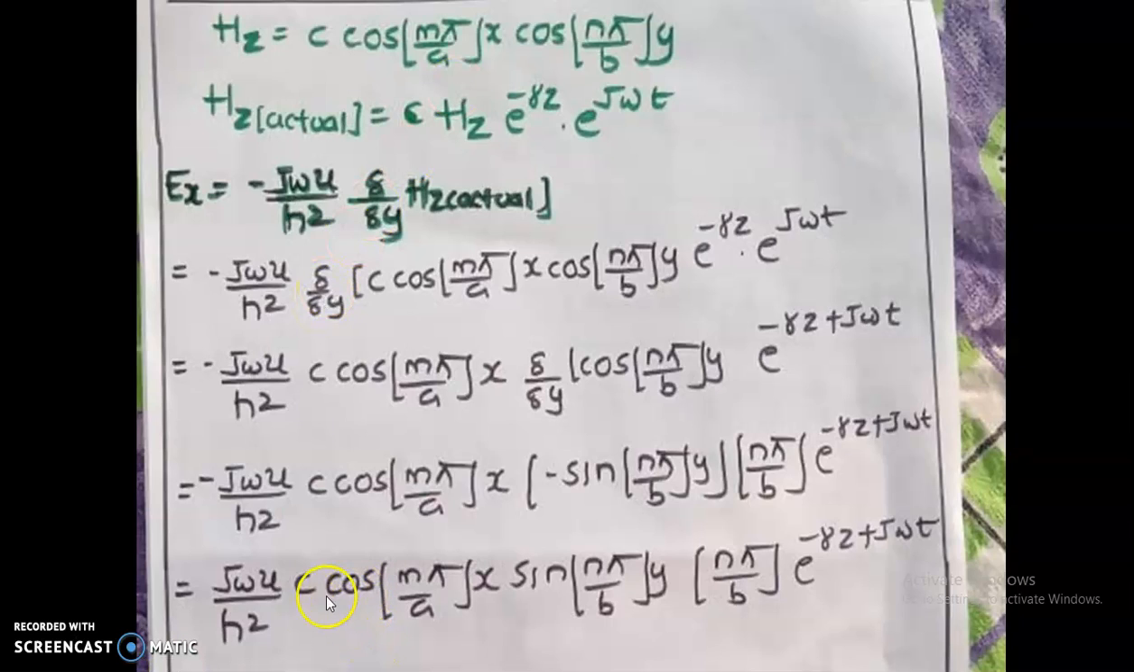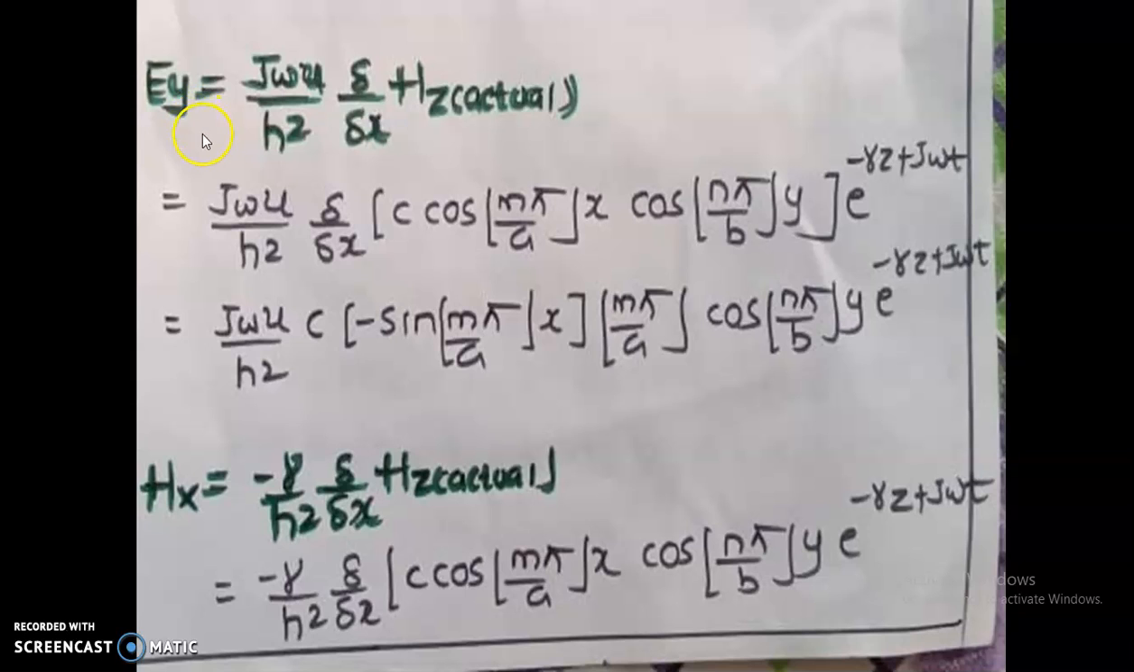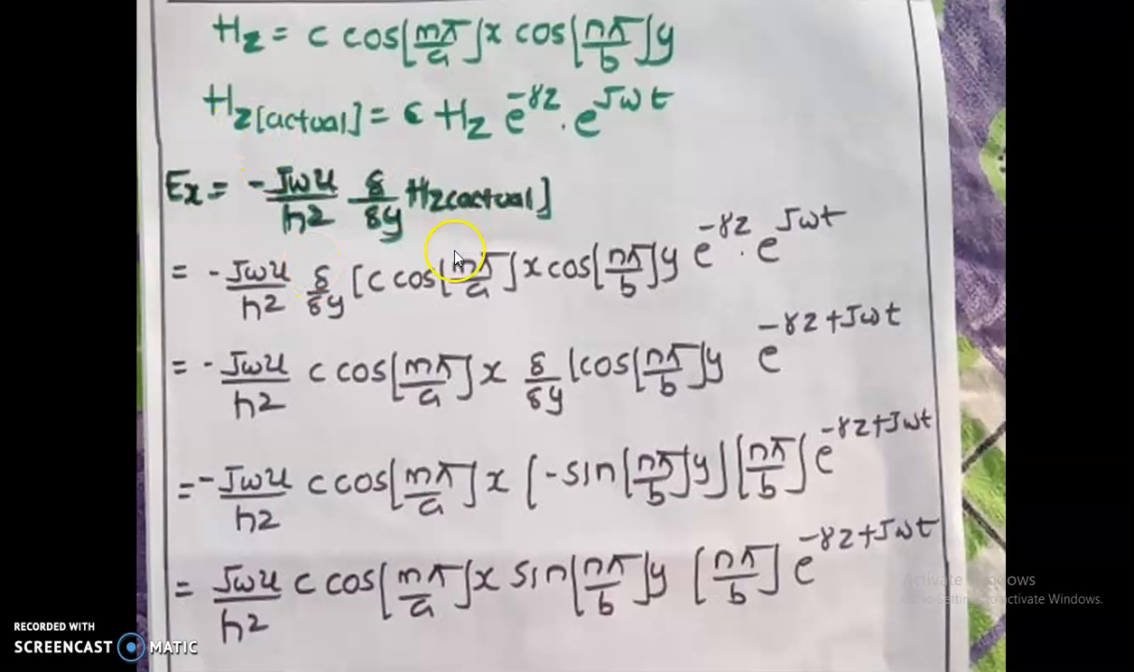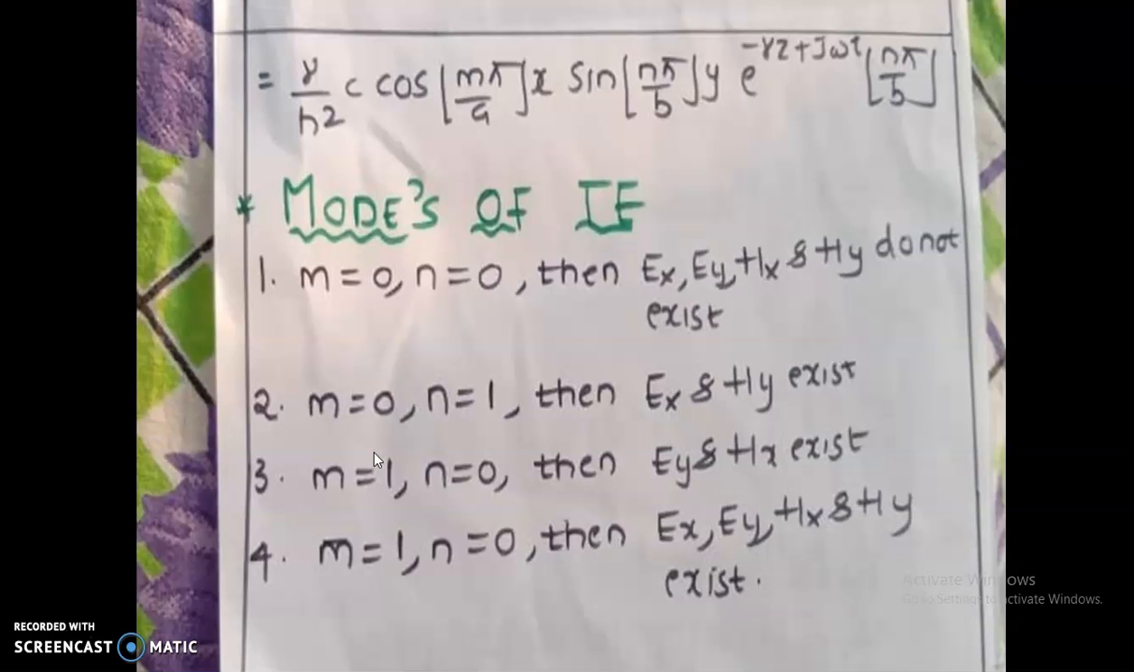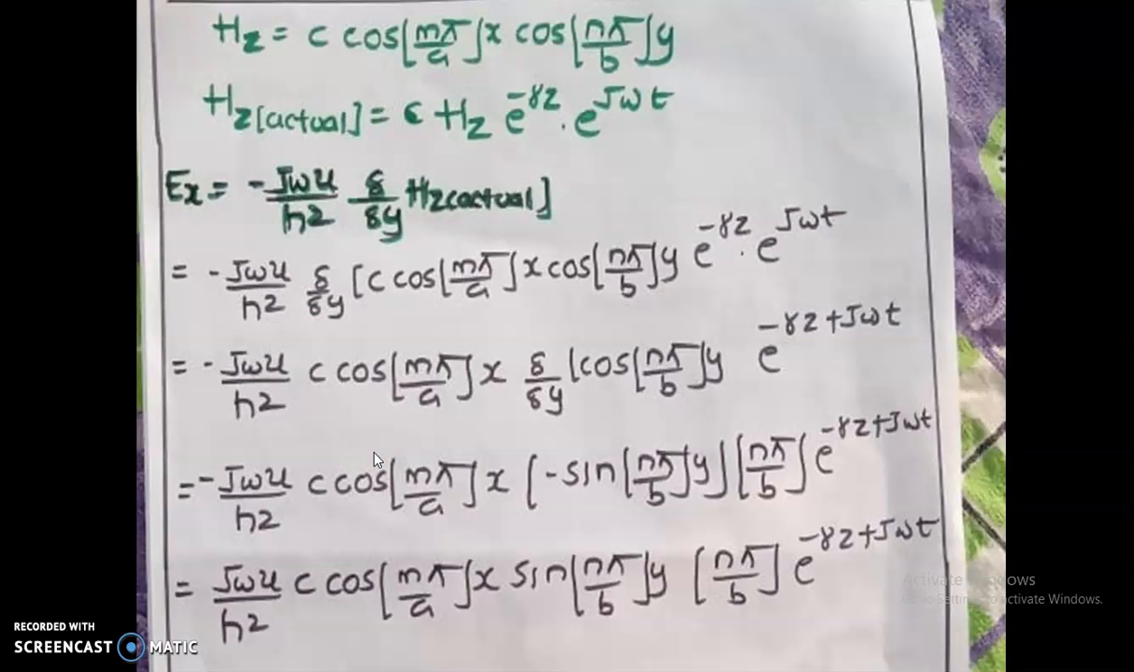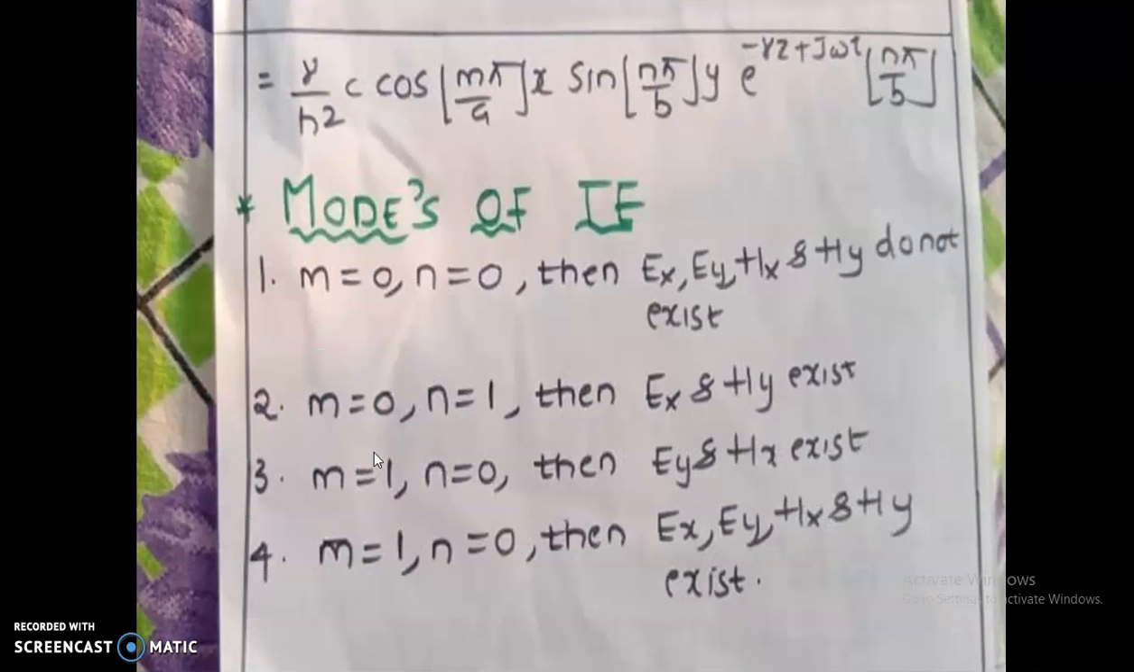So this is a homework part for you. I have done it step by step. Try to understand, and if you have any doubt, you can ask me. Similarly, you can find Ey: take the same Hz actual, substitute it over here, but you have to do partial differentiation with respect to x. Again you do that partial differentiation and you're going to obtain this one. Similarly for Hx and Hy.